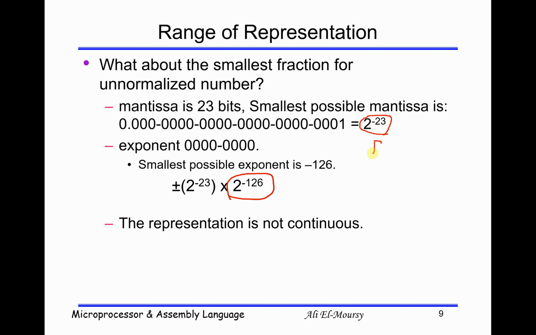This smallest fraction, with the largest negative exponent, will give me the smallest infinitesimal fraction I can represent in floating point, which is simply equal to plus or minus 2 to the power of the fraction exponent times the exponent. I have to add those two powers, so it will be 2 to the power minus 149. This is the smallest fraction ever that can be represented.